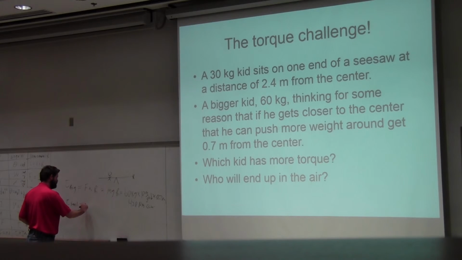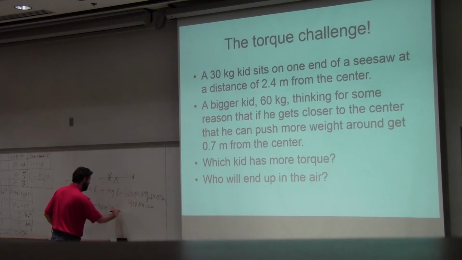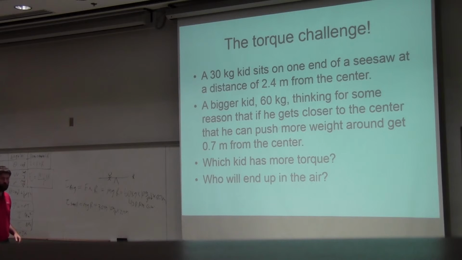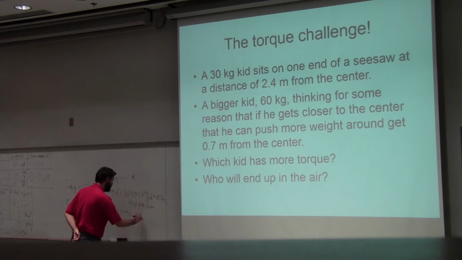Again, we have mgr, but this time the mass is only 30 times 10. But the radius is 2.4 meters. So big radius, small mass. Now we do the math. 300 times 2.4 is 720 Newton meters.